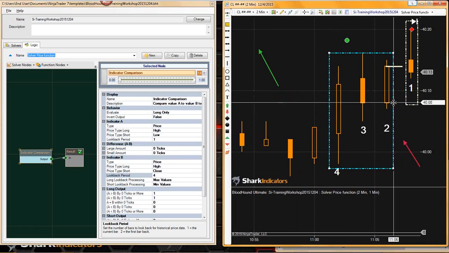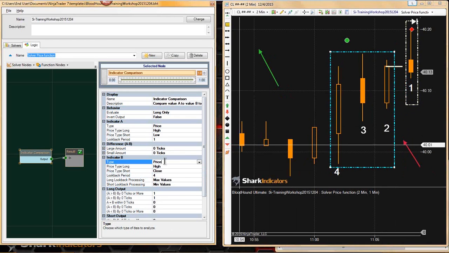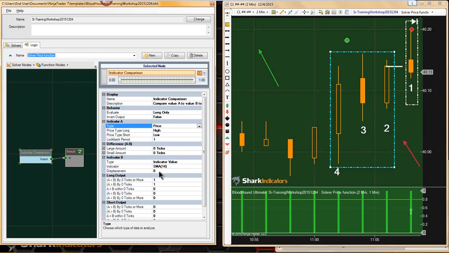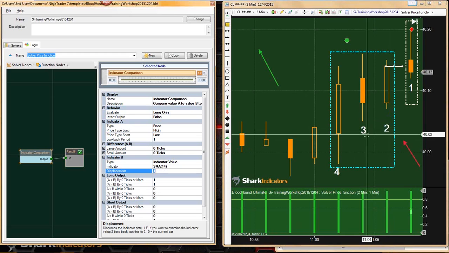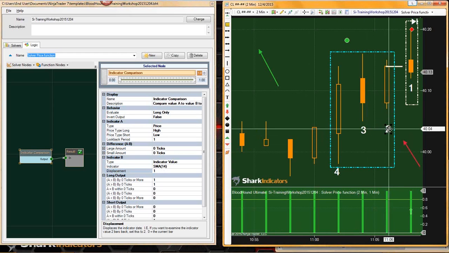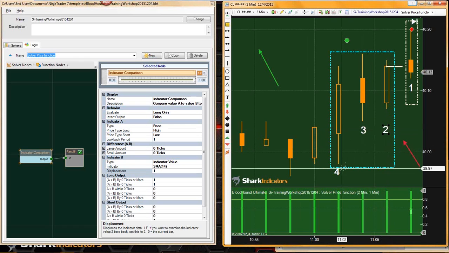So if you do want to do something like this, what you have to do is use an indicator value, and you can set your displacement to 1, right? When you use a displacement of 1, that basically means start 1 bar back. So with a displacement of 1, this becomes your first look back.